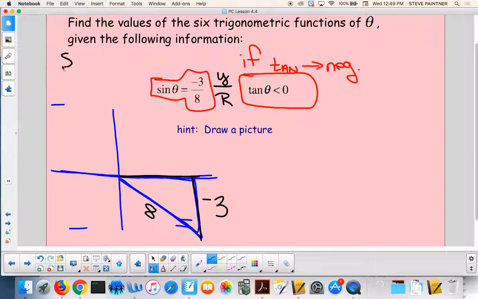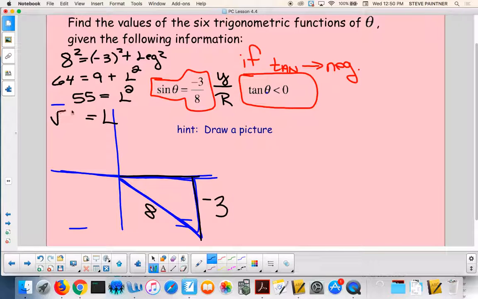Square root of 55. Yes. Yeah? Square root of 55? Okay. Square root of 55 is your leg. Is it positive or is it negative? Positive. Going to the right, it's positive.